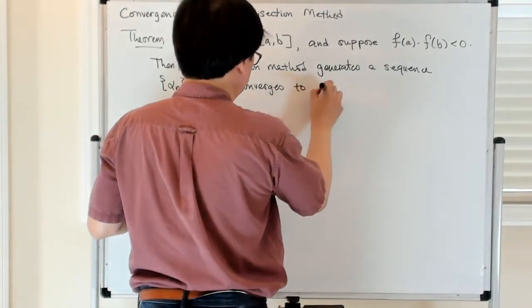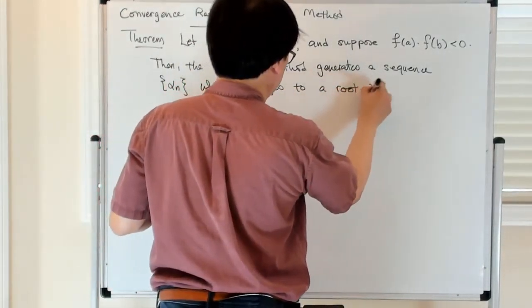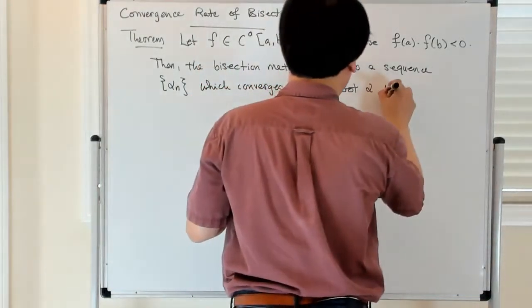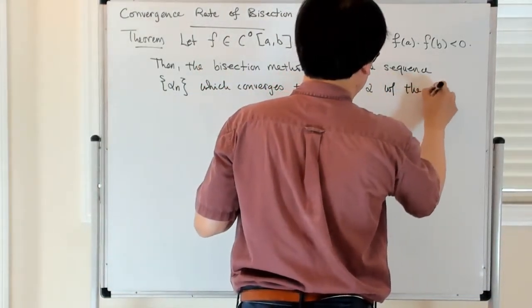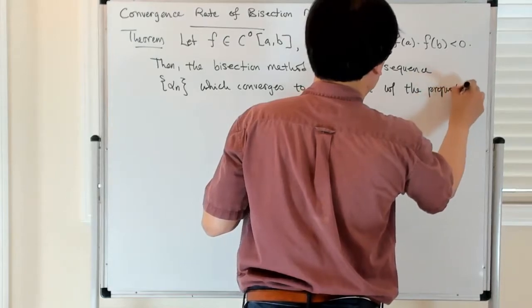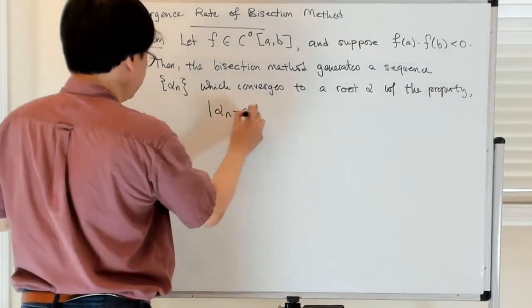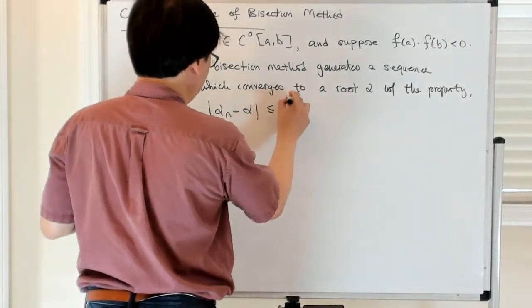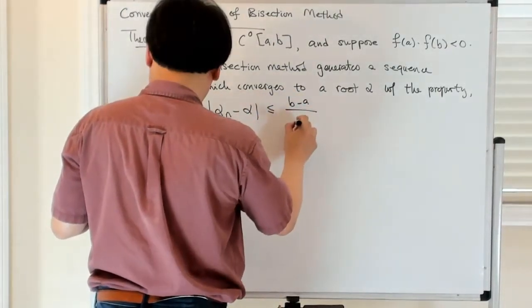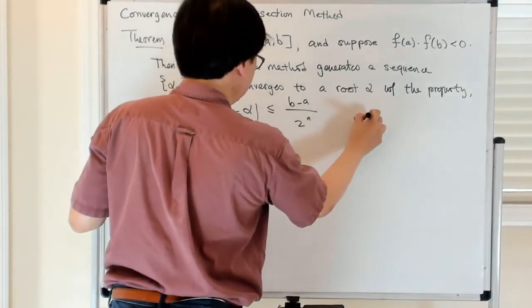to a root alpha with the property that the absolute value of alpha n minus alpha is bounded from above by b minus a over 2 to the n, for n greater than or equal to 1.